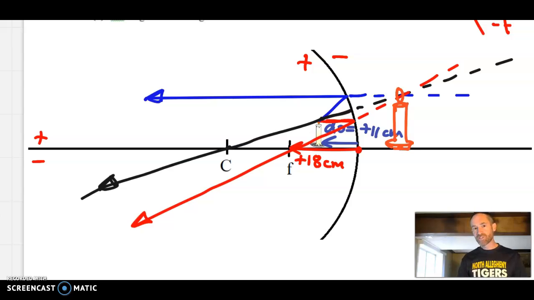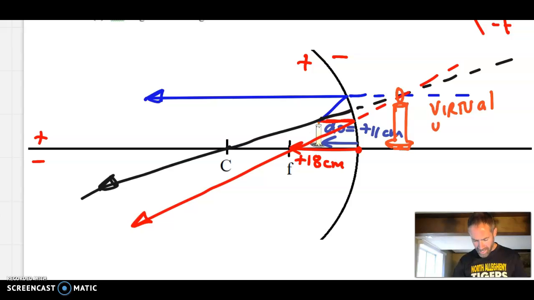You could put 3 of those descriptors on. Remember, you're choosing from virtual or real. You're choosing from upright or inverted. And you're choosing from reduced or magnified. Think about that for a sec. Yeah, me too. I'm going to call this virtual. Why? Couple reasons. Number 1, it's dotted lines that are crossing. Number 2, it's behind the mirror.